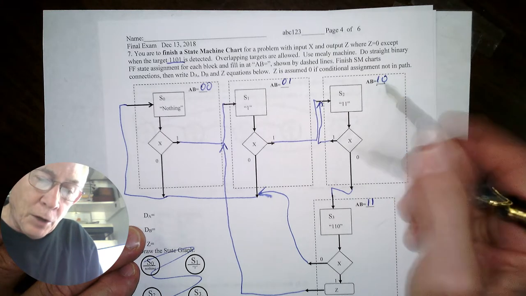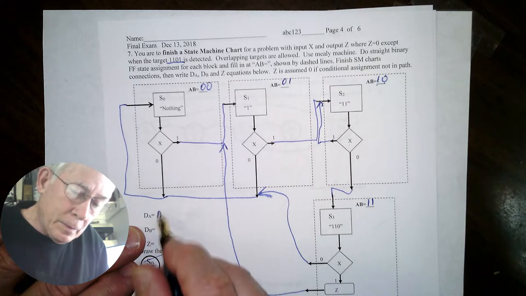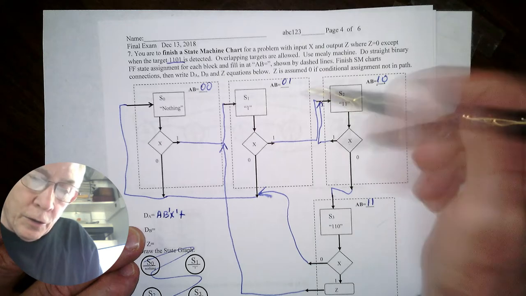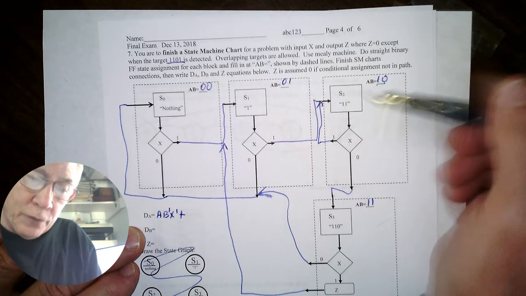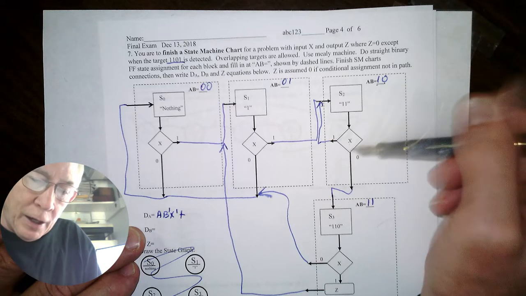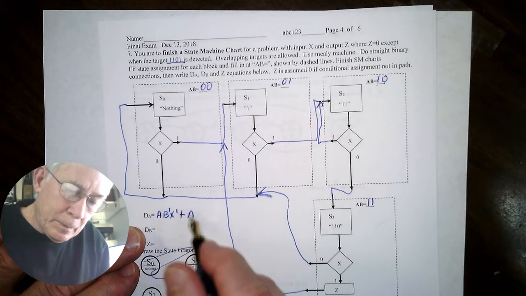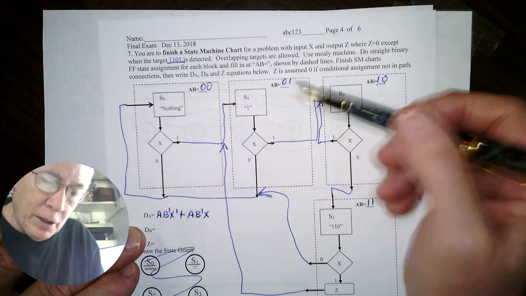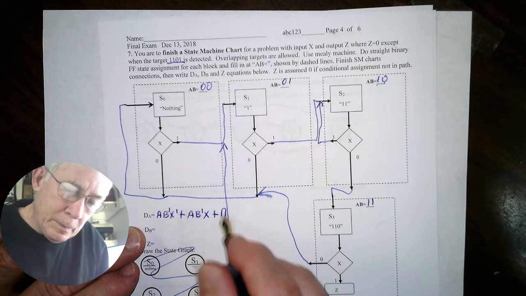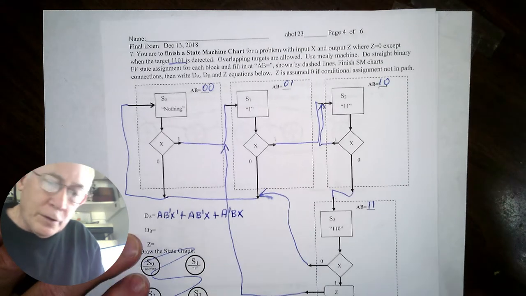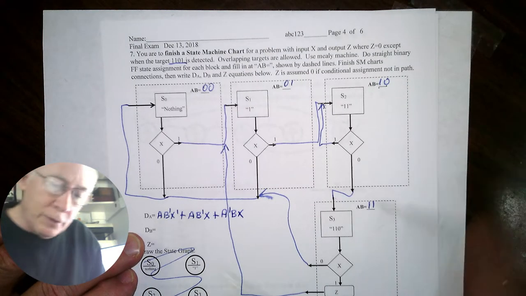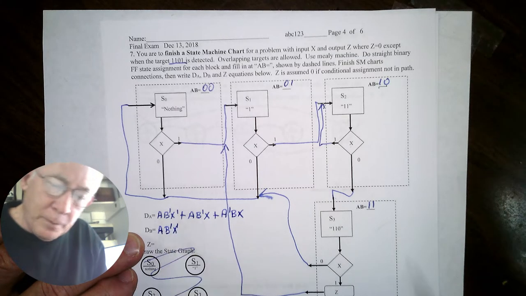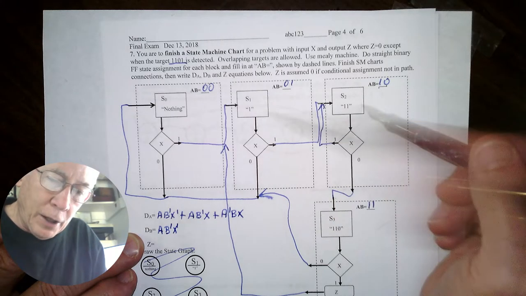A B prime X prime, plus 1 here, 2 paths in here, 1 from itself, A B prime X, and 1 path in here, A prime B X, and the DB, okay, we take the path in from here, A B prime X prime, and then we also take the path in here.